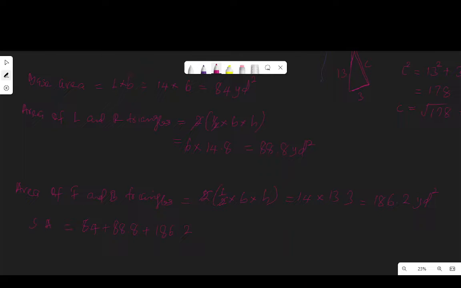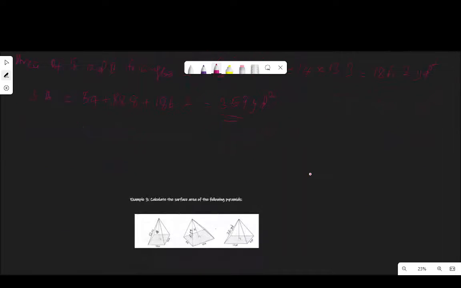Let's plug all of that into the calculator. 84 plus 88.8 plus 186.2 gives us 359 yard square as the surface area of this pyramid. And that brings us to the end of example 2. Let's move on to example 3.